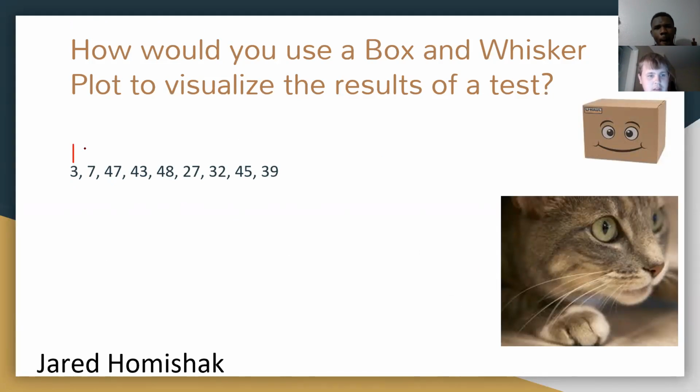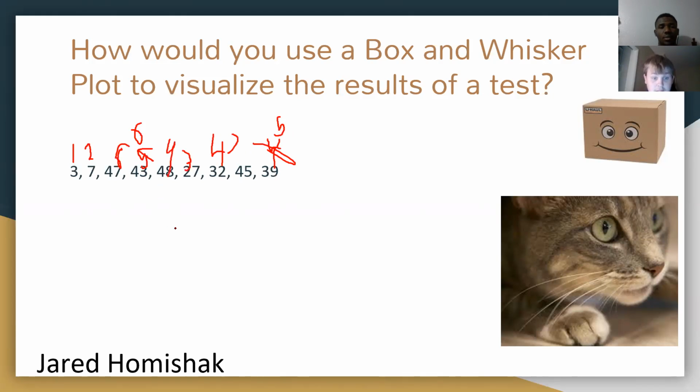So we start off with 3 and 7 because those are our lowest values. Then we see 27 is our next value. Then it is 39, followed by 43. Oh no, I made a mistake. 32 is our fourth value. So 39 is our fifth value. 43 is our sixth value. Oh wait, 45 is our seventh value. 47 is our eighth value. And 48 is our ninth value.